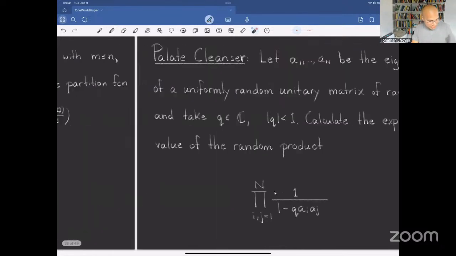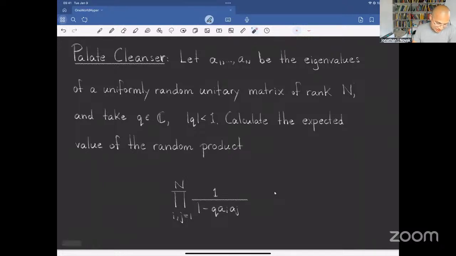Okay, and then maybe I'll just use my last minute to tell you about a very interesting extension or modification of this program. So here's a little palate cleanser: you just forget about everything I said before, and let me ask you a little trick problem. Suppose you have the eigenvalues A1 through AN of a uniformly random unitary matrix, so the circular unitary ensemble.